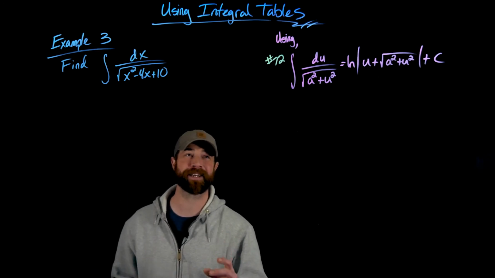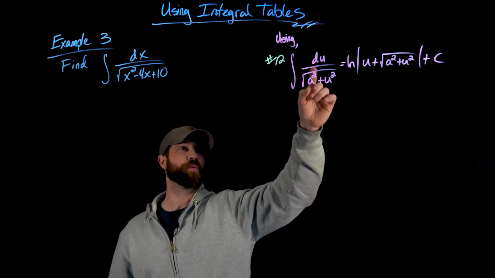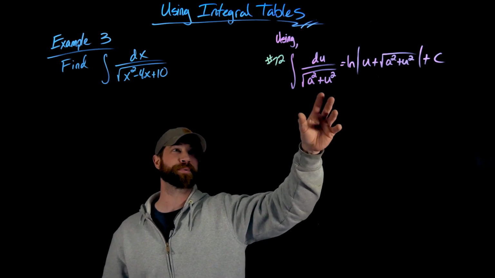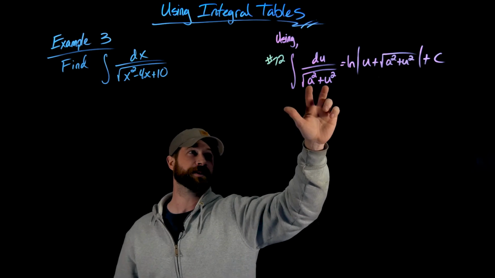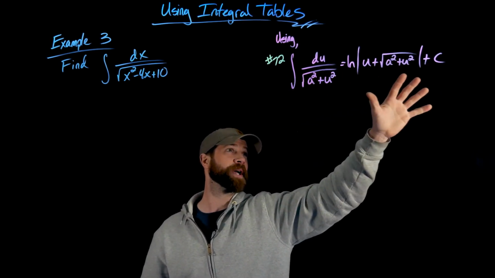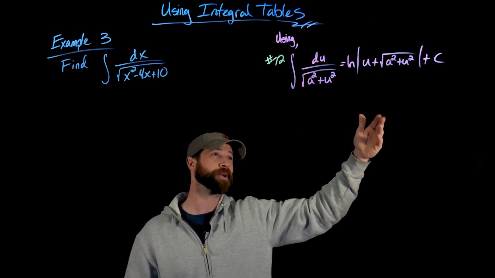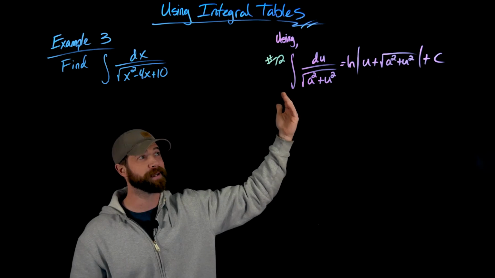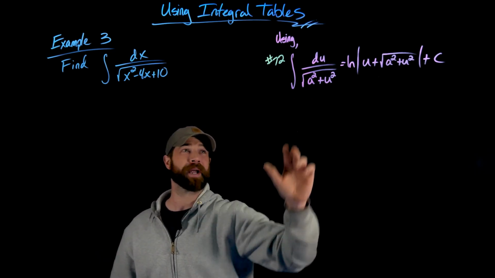What I'm going to do here is use this formula right here of 1 over the square root of a squared plus u squared, which, by the way, I could write as u squared plus a squared, but generally we like to write the constant term first. It equals the natural log, the absolute value of u plus the square root of a squared plus u squared, absolute value, and then plus c. The game is we want to get it into this form right here.